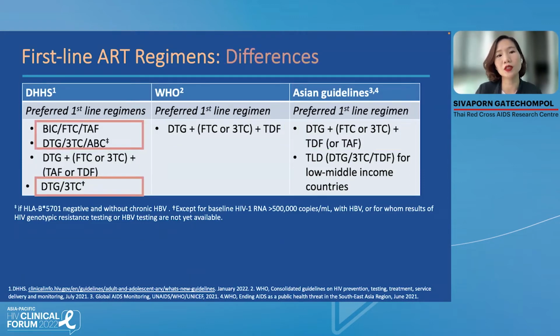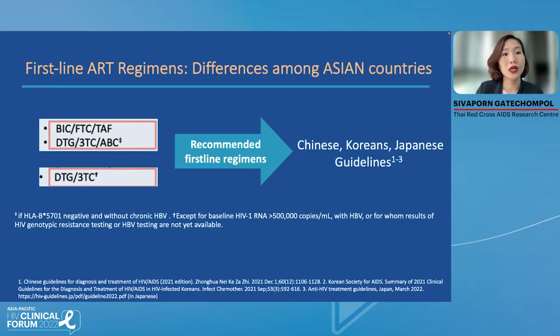The difference between the guidelines is that in Asian guidelines, the combination of BIC/FTC/TAF, DTG/FTC/abacavir, and the two-drug regimen were not recommended yet. But among Asian countries, there are some that have recommended this regimen as their first line. For example, China, Korea, and Japan also recommend this regimen in their first-line ART.